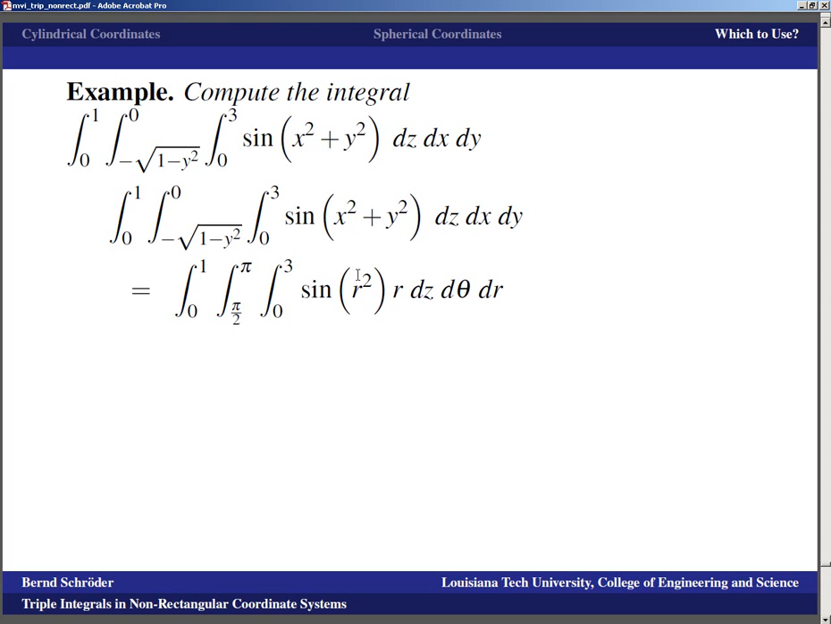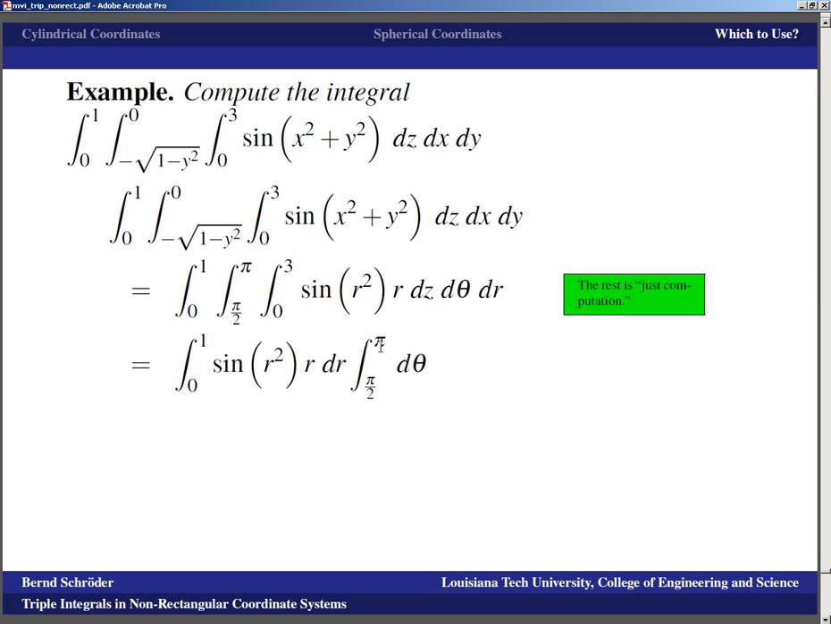And of course the really nice thing here is that now we can do a substitution, and the rest is computation. We end up with the integral from 0 to 1 of sine r squared times r dr, and the integral from pi over 2 to pi d theta, and the integral from 0 to 3 dz, because all the other stuff doesn't depend on their respective variables. The antiderivative here is negative 1/2 cosine of r squared, from 0 to 1. And then here we get pi over 2, and here we get 3.